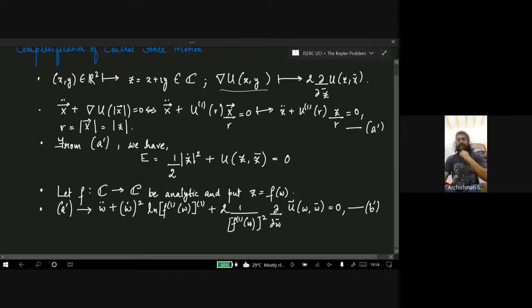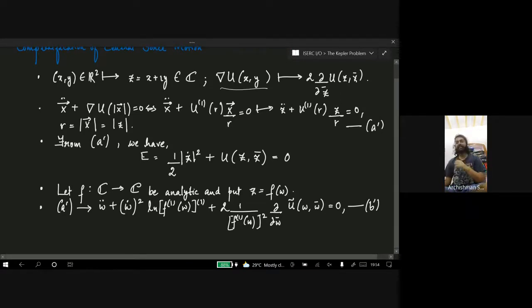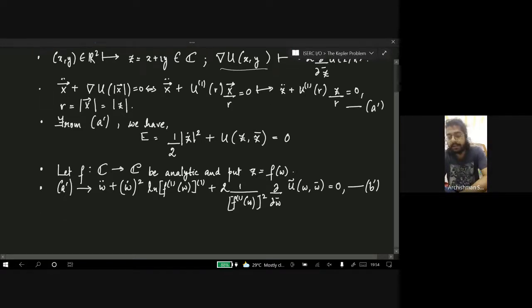And if you do that, you can also show from here that energy is conserved in the complex plane as well. And what we'll do is, the first step in this procedure, you assume that z is some analytic function of w, and you take this equation and you plug everything back in, and you end up with a ridiculously complicated equation.